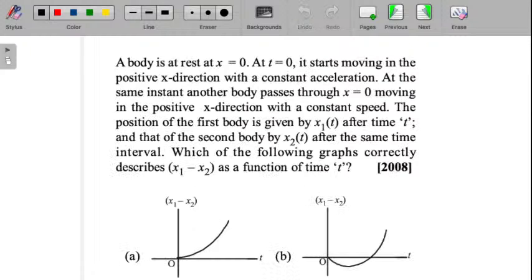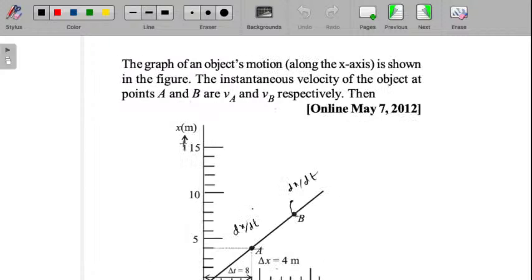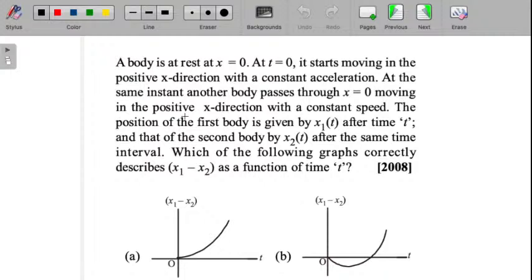Let's take another question. A body is at rest at x equals 0, at t equals 0. It starts moving in the positive x direction with a constant acceleration. At the same instant, another body passes through x equals 0, moving in the positive x direction with a constant speed. The position of the first body is given by x1 of t after time t, and that of the second by x2 of t at the same time. Which of the following graphs correctly describes x1 minus x2 as a function of t?